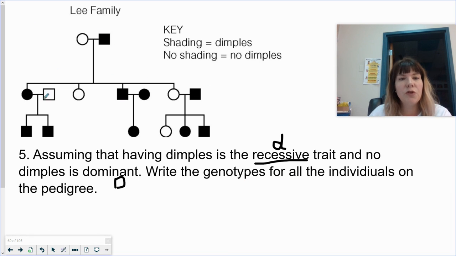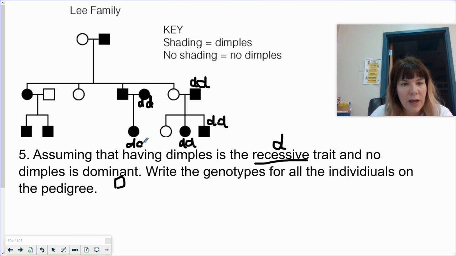So what I'm going to do is label these my best I can. Anytime I see a person who is affected, meaning they're shaded in, having dimples is recessive. So anytime I see someone who's shaded in, I know they are going to be 2 lowercase d's for dimples because this is the recessive trait. These are the easy ones to do right off the bat when you're looking at a pedigree because you know what their actual genotype is, because a recessive individual can only have 2 recessive alleles. So it makes my life a little easier when I can just label these right away.